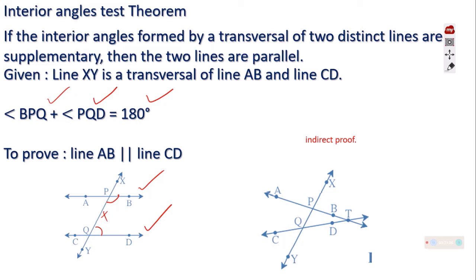We will simply prove that if they were not 180, then they will intersect here. If they intersect here, then they are not parallel. So as they are not intersecting and the sum is equal to 180, they are parallel. That is the technique used.